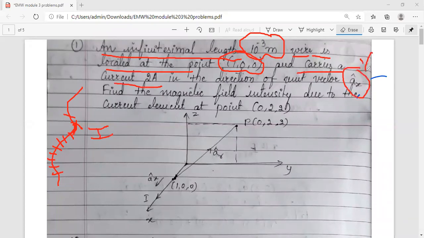The current value I is given to you in the direction of unit vector aX. See, it is very important: the direction of the unit vector is specified. Find the magnetic field intensity due to the current element. So we are not finding the total field, we are finding the magnetic field intensity due to the small element.